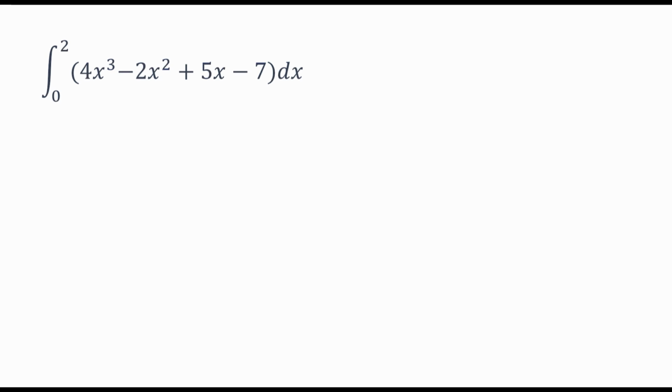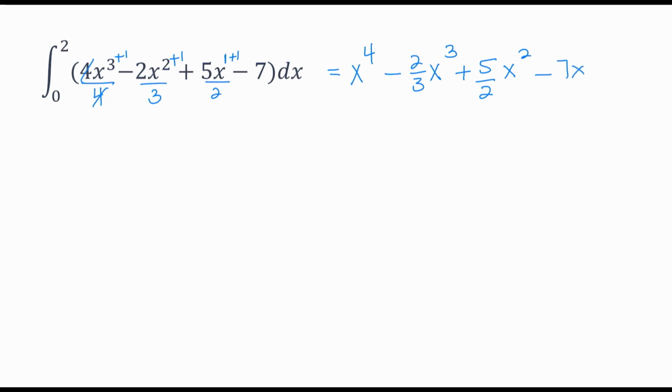So when I go ahead now and I find the antiderivative, I add 1, which is 4, divide by 4. The 4's cancel. I get x to the fourth power minus, add 1. 2 plus 1 is 3, divide by 3. So minus 2/3, x to the third power. Here, if you don't see an exponent, it is 1 because I do see an x. So x to the 1 power, I add 1, divide by 2. I get plus 5 over 2, x squared, minus the 7 is going to be 7x, and I want to evaluate this from 0 to 2.